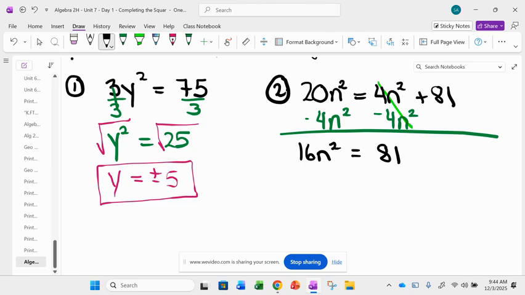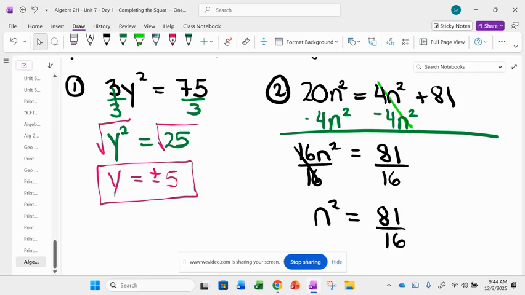Now, because it is multiplication, technically I can leave the multiplication there. It's more important that if there's a plus or minus sign, you move it to the other side. But multiplication we can leave there. But for me, I want to get rid of it. So I'm going to divide by the 16. So we're going to have n squared equals 81 over 16.